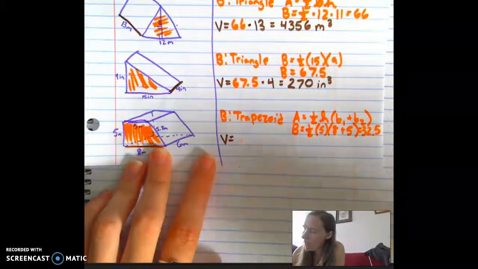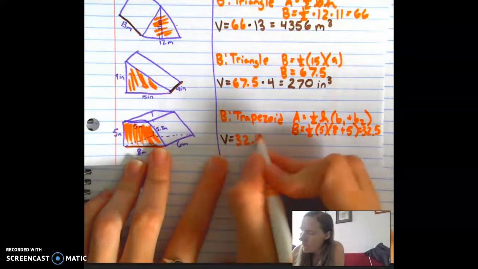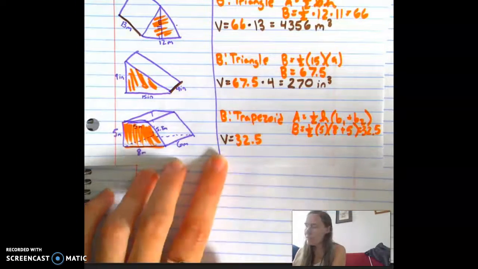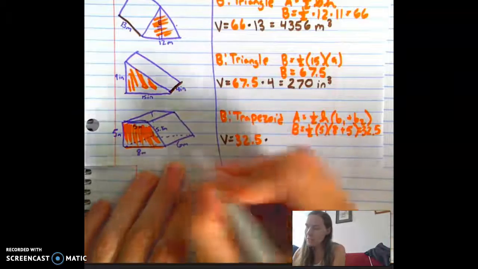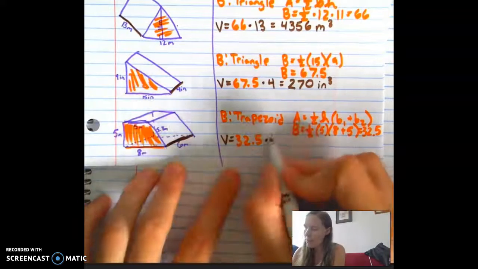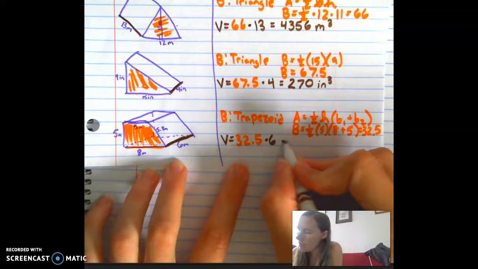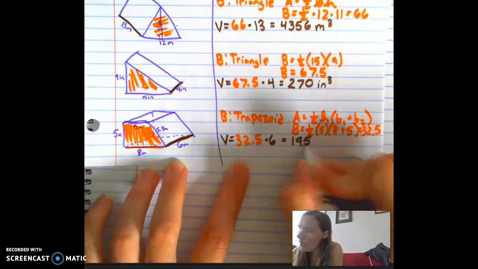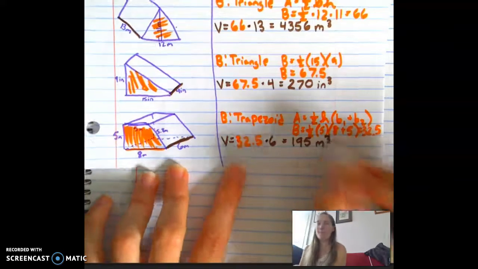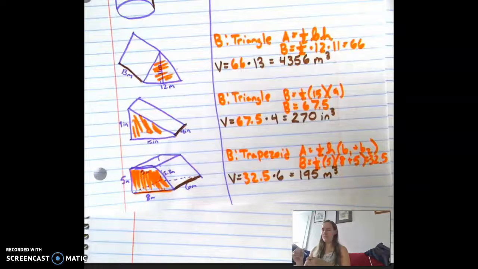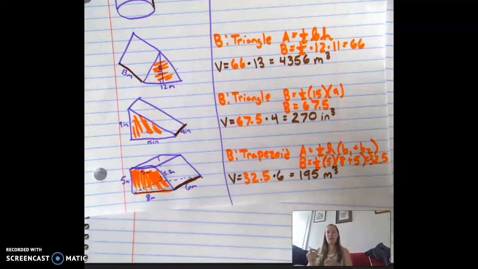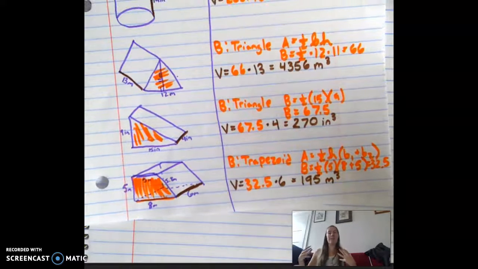Now, last but not least, our volume. Volume is our big B, so our 32.5, so that area of the base, times the height, so the distance from base to base, which is 6. So you should get 195 meters cubed. So again, the volume of a prism, what makes it a prism is that it has those two shapes that are facing each other. So that's how you can tell if something is a prism.